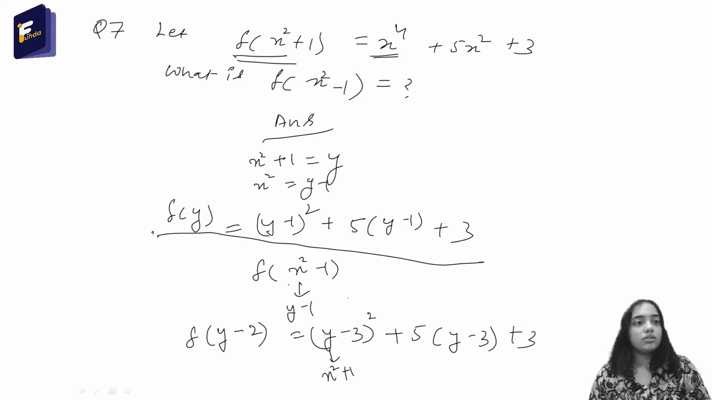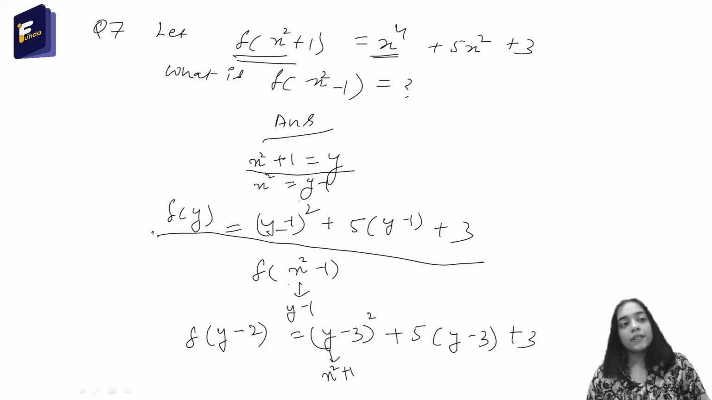Just remember that you have to find f of x square minus 1, so you cannot give this answer in terms of y. You have to replace y with x square plus 1. Already we know that y equals x square plus 1, so this you have to do to write the final answer. I am leaving it here. So see how simple this question is.